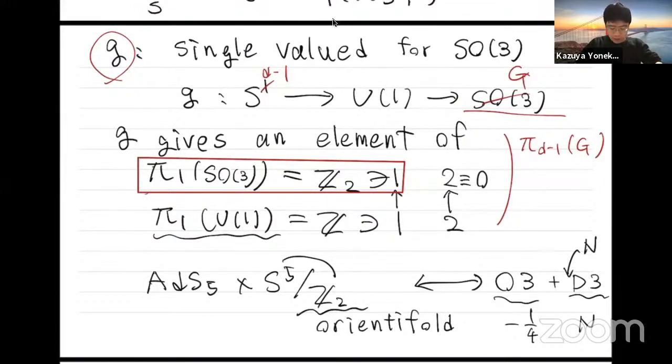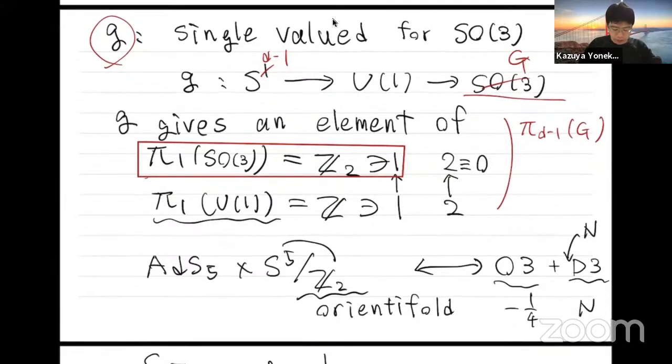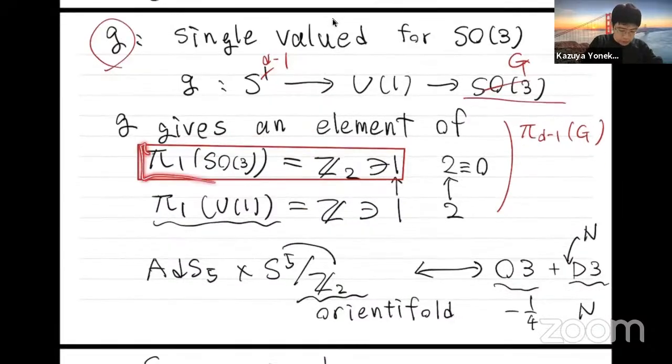So yesterday, I talked about the difference between SU2 and SO3. In particular, an important fact is that SO3 has a non-trivial first homotopy group, which is given by Z2. So please remember this fact.